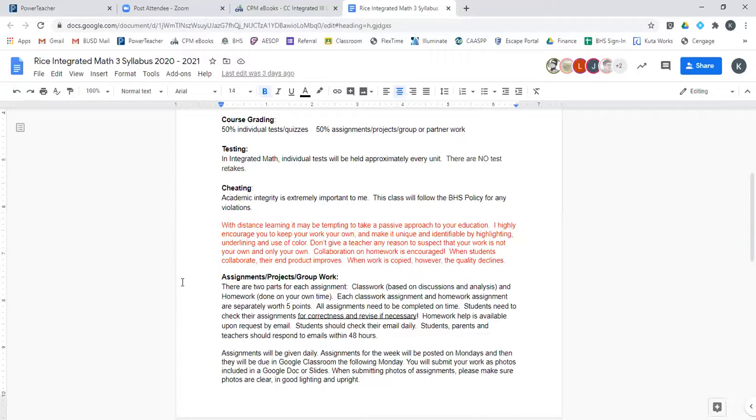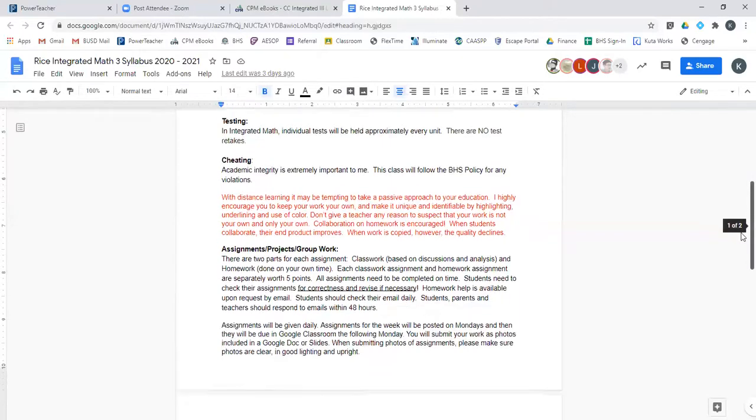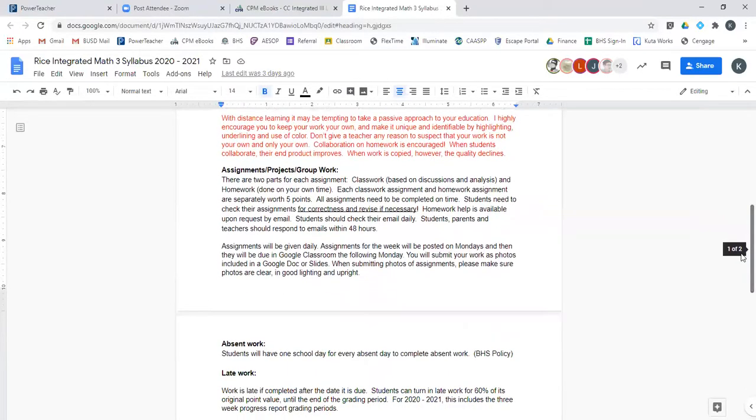And same thing with assessments. If you're caught cheating on an assessment, you will get a 0, which will hurt your grade a lot more than a 0 on a single homework assignment. As far as assignments, the assignments will typically have 2 parts, classwork and homework. So classwork we will typically do together, and then homework will be on your own time. They're both worth 5 points separately, so 10 points for each assignment.